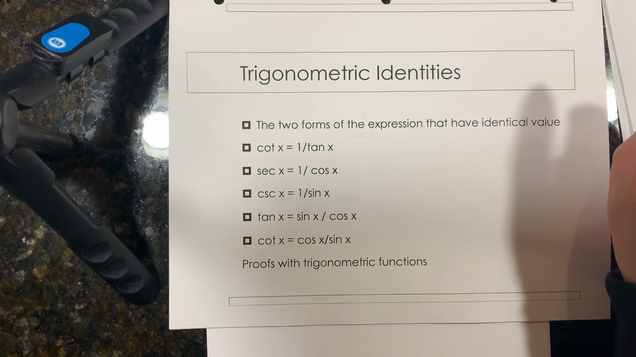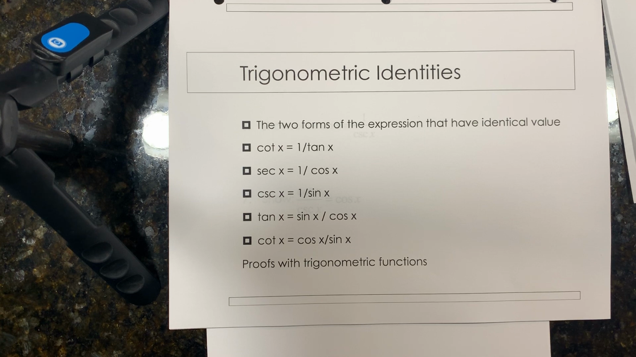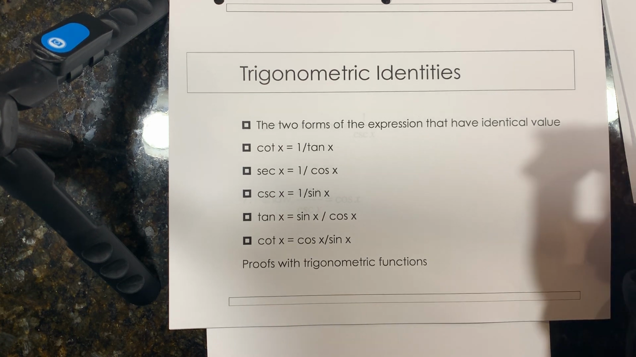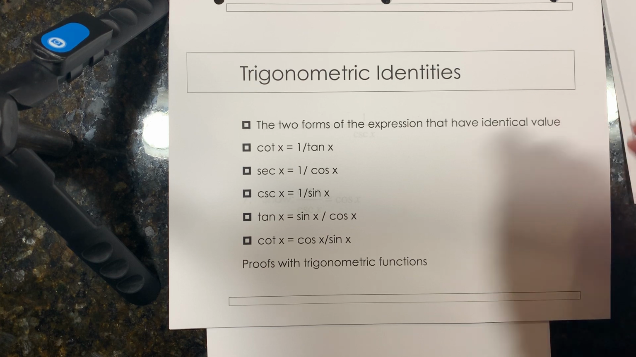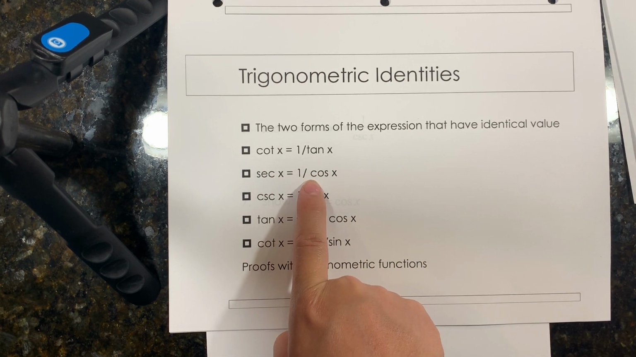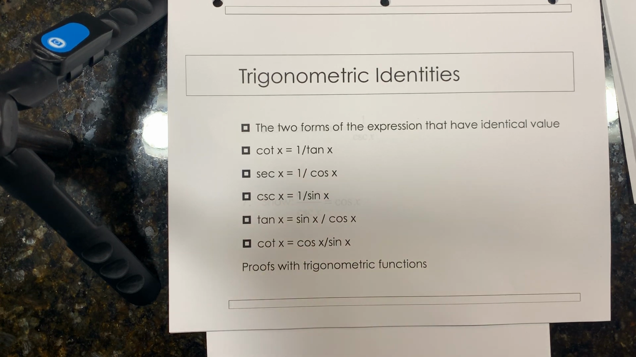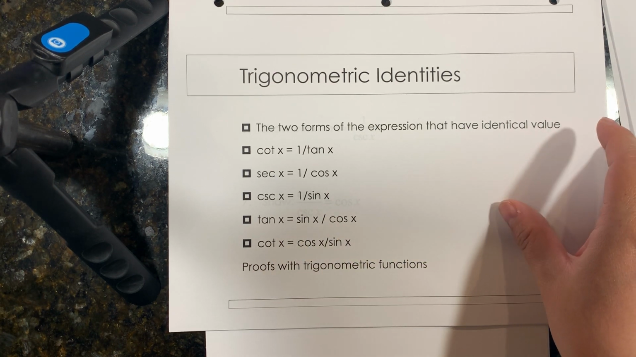These are some trig identities, which you definitely are going to need to memorize eventually. I wouldn't say you need to memorize them for this year, but definitely for next year if you're moving on to pre-calculus. So these are two forms of expressions that have identical values. Cotangent x is the inverse of tangent. Secant is the inverse of cosine. Cosecant is the inverse of sine. And then tangent is sine over cosine. And cotangent would be cosine over sine.